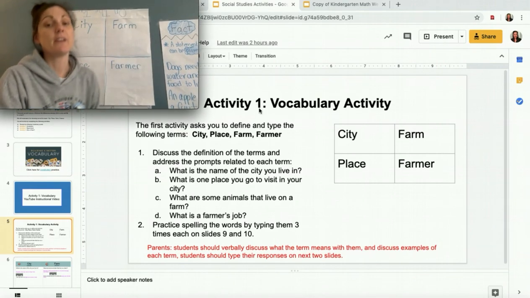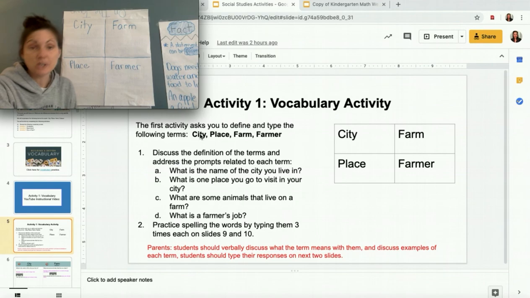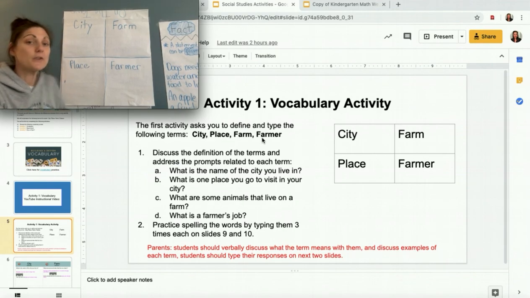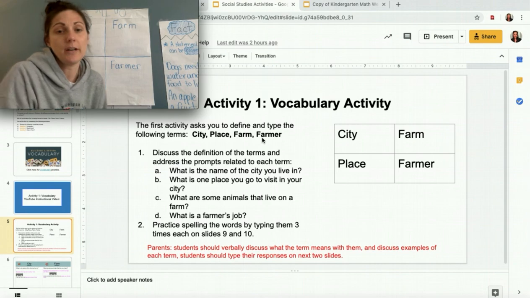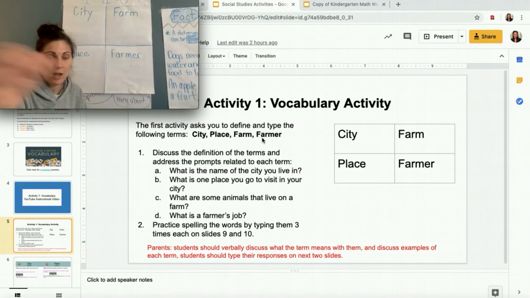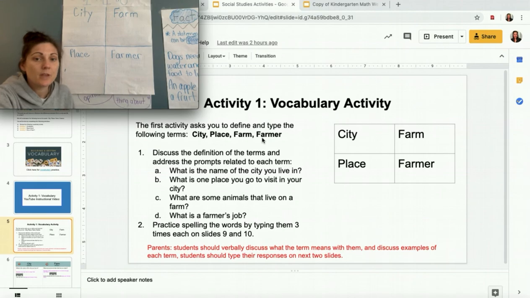So this is your first activity, and it asks you to define and type the following terms: city, place, farm, or farmer. And if you're doing this on paper, you do not need to type anything. Okay, you can just do the paper and turn the picture to me on the Google Classroom. So, today we're working on vocabulary. So we need to understand what these words mean. We also need to be able to use them. So for part A here, it says, what is the name of the city you live in? So I mentioned this a little earlier, but I didn't tell you the answer. So what is the name of the city that you and I both live in?